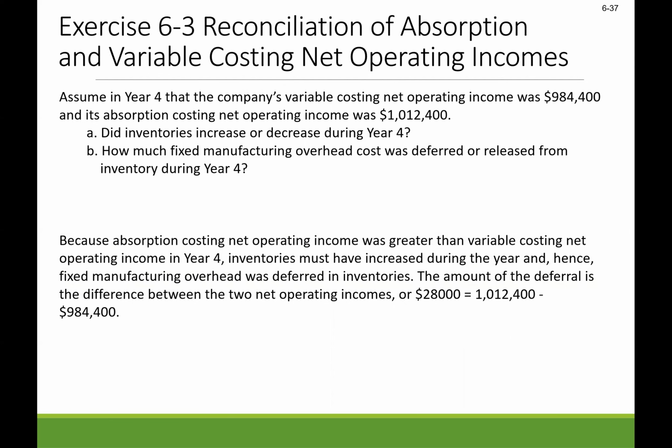Well, we know that the inventories had to increase in year 4 because absorption costing net income is higher, which means more is sitting in ending inventory, because absorption costing net operating income was greater. Inventories had to increase. Fixed manufacturing overhead was put into ending inventory, not on the income statement. Okay.